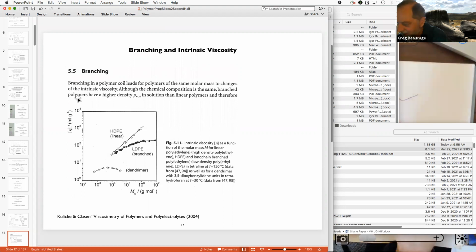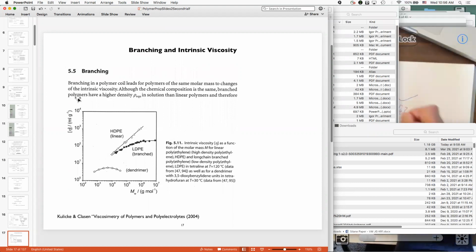So we had the Mark-Houwink coefficient. So there should be, like, the intrinsic should go. So if you plot log. Dr. Beaucage, we can't see the screen right now. Sorry. Thanks.